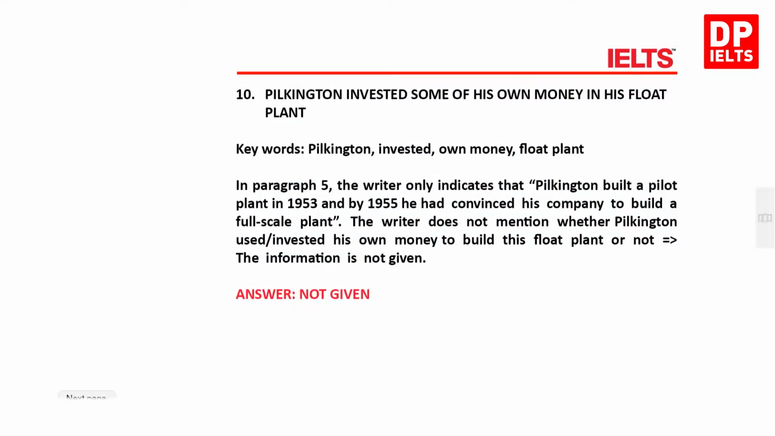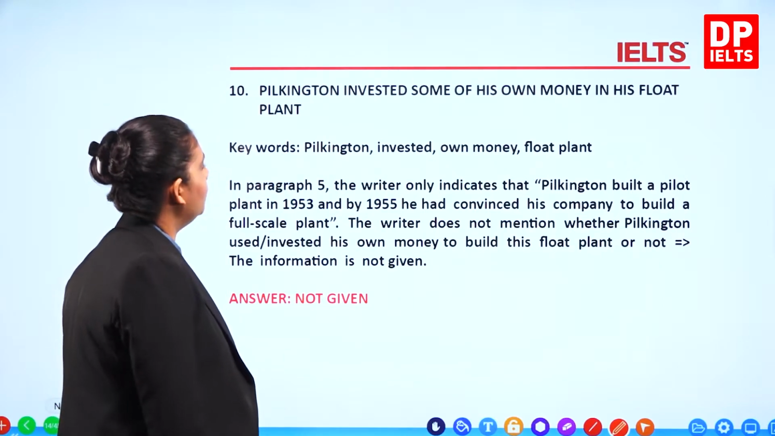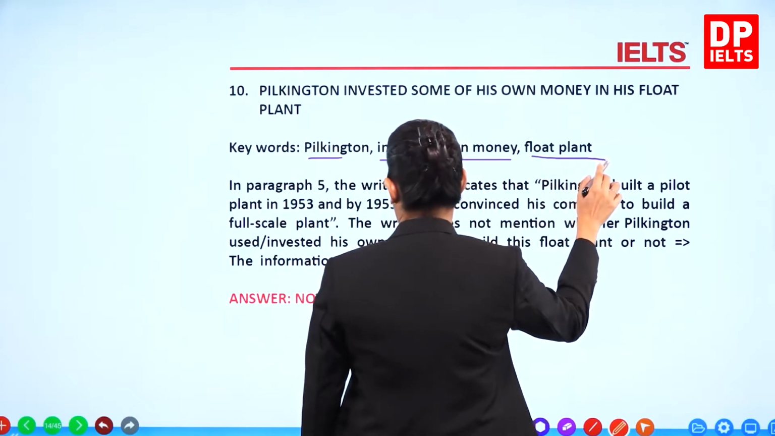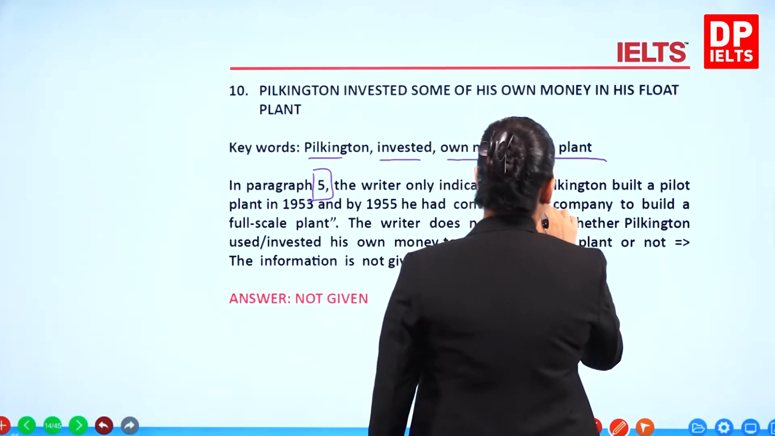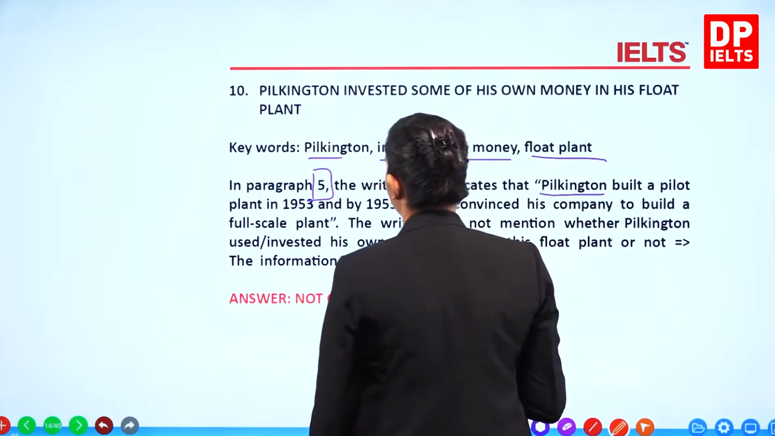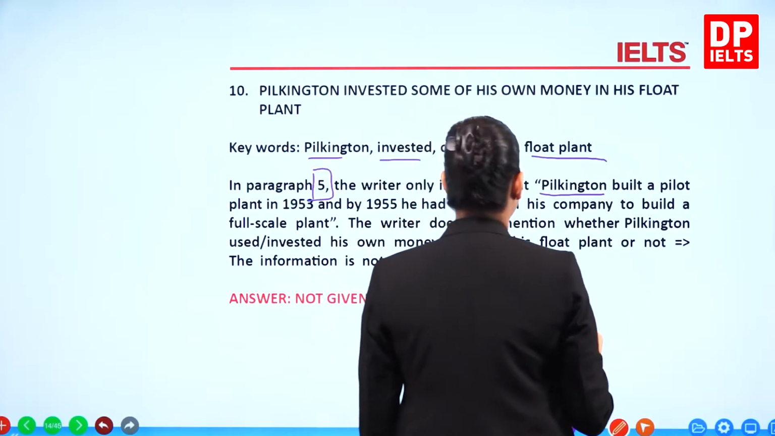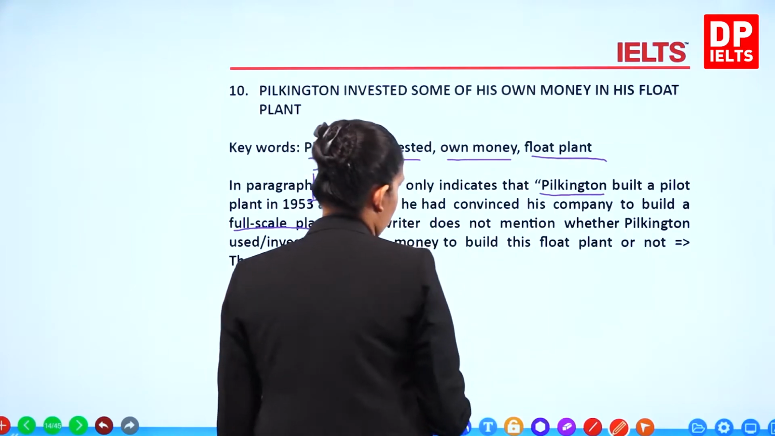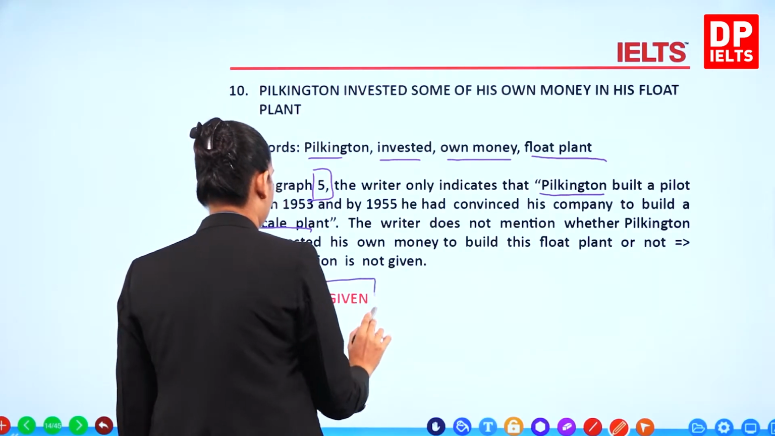Next one, Pilkington invested some of his own money in his float plant. So, Pilkington, keywords: invested, own money, float plant. If you go to paragraph 5, the writer indicates that Pilkington built a pilot plant in 1953, and by 1955 he had convinced his company to build a full-scale plant. But we don't know who invested. Was it his money or someone else's? So the answer would be not given.